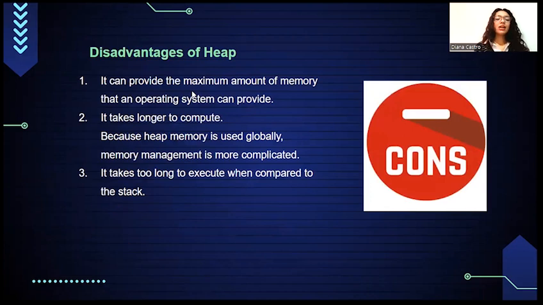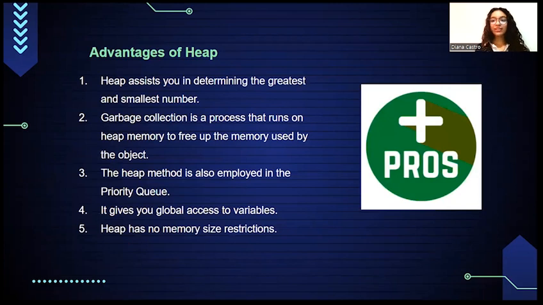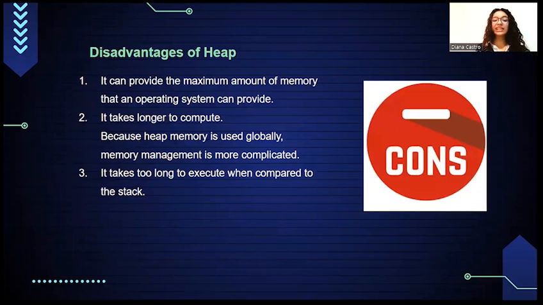Now the cons of the heap. It can provide the maximum amount of memory that an operating system can provide, okay? It takes longer to compute. And this is the reason why I said that it's also kind of a con, because it gives you global access to variables, but the con is that it takes longer to compute because the heap memory is used globally, okay? And the memory management is more complicated. And that's why it takes too long to execute when compared to the stack. The stack is faster.